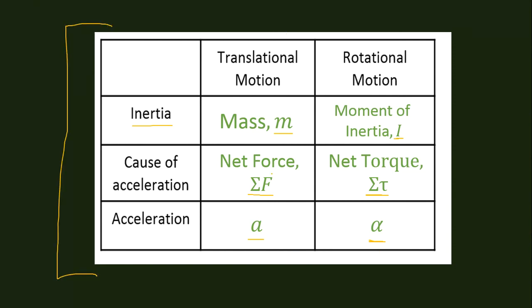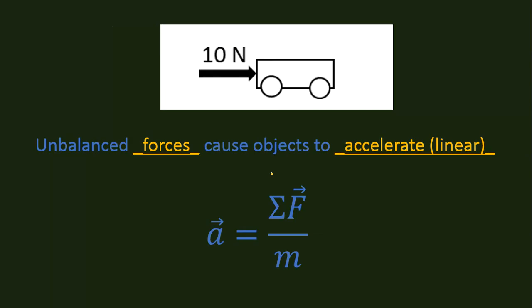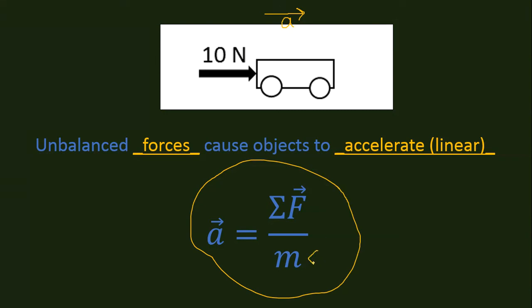law. So hopefully this is going to be a quick review for you guys, but if we expose an object to an unbalanced force like this cart, which is experiencing 10 newtons acting on it to the right, then that is going to cause that object to accelerate in a linear manner. And we can relate that acceleration to the net force on the object if we take into account the mass. And we're all familiar with Newton's second law. Acceleration is equal to net force divided by mass.